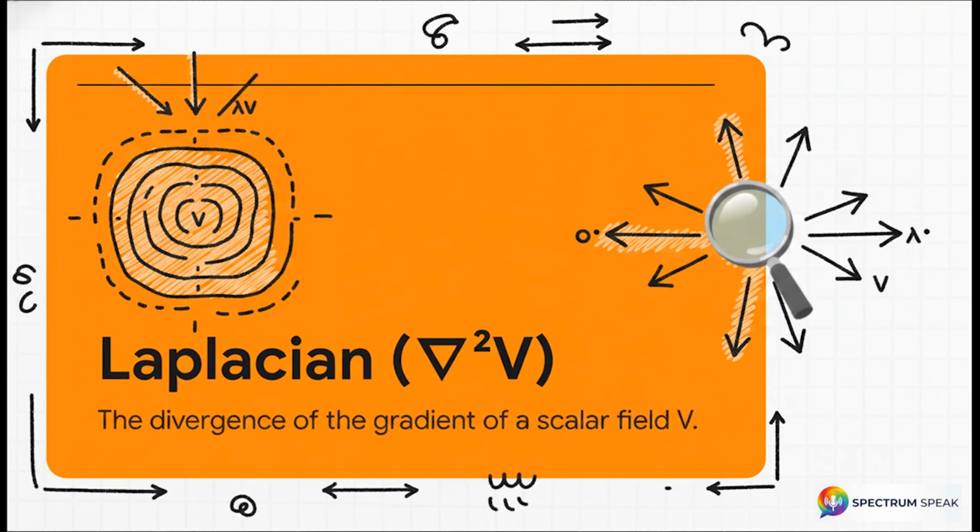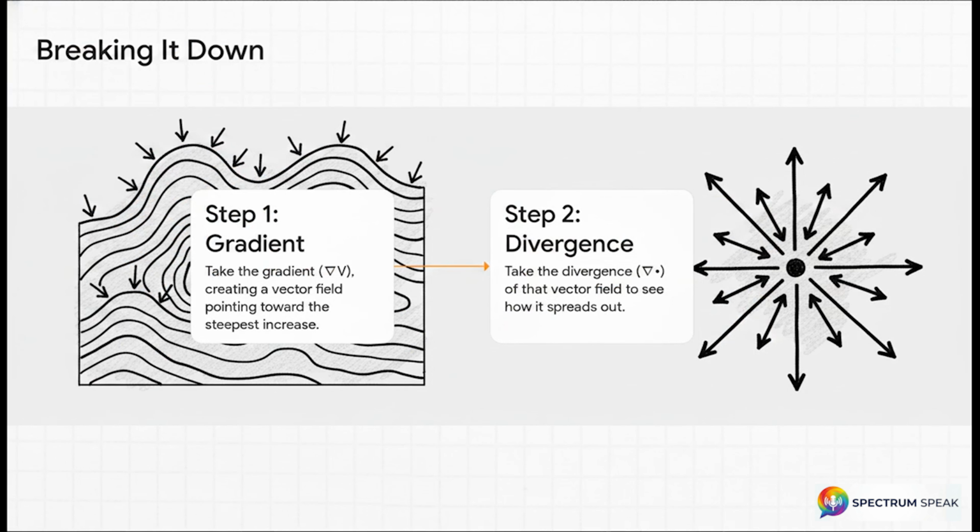Okay, so here's the formal definition. The Laplacian of a scalar field V is the divergence of the gradient of V. I know, that sounds like a mouthful, but all del squared V is a shorthand. It's a compact way of saying, first take the gradient of V, and then take the divergence of whatever you get from that. Let's just break that down.